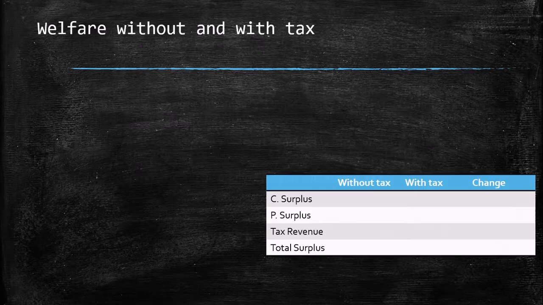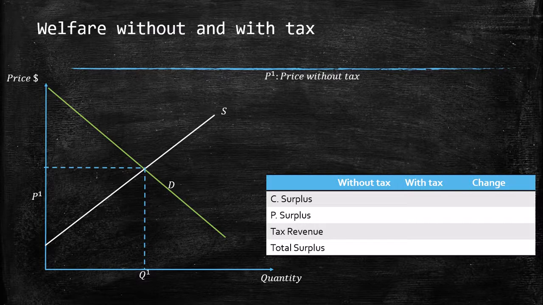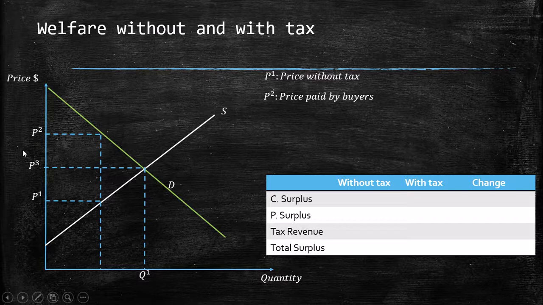Okay, so here we are going to study with a graph, which is really instructive, the welfare without and with tax. Here we have the supply again, and here we have the demand. Here we have the initial. Don't pay attention to this, because it's kind of wrong: the price without tax is actually P3. Here is P3.